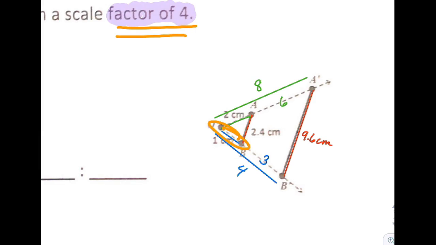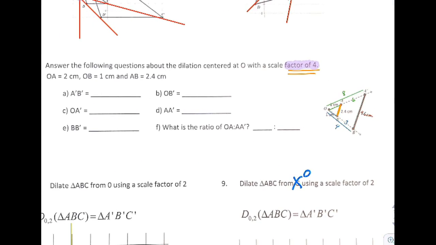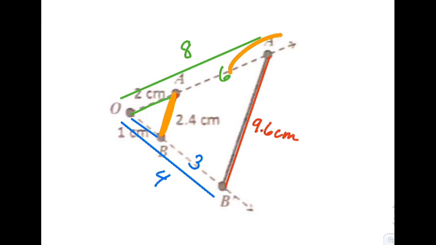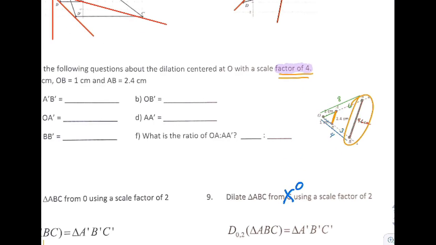If this is 1 and this is 4, because it's quadrupled, then by subtraction that has to be 3. And you multiply this by 4 to get that. So that's all the numbers. So then you just fill them in over on the left as needed. Question A says, how long is A prime B prime? A prime B prime is 9.6.